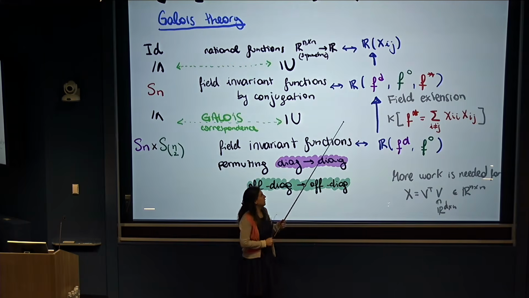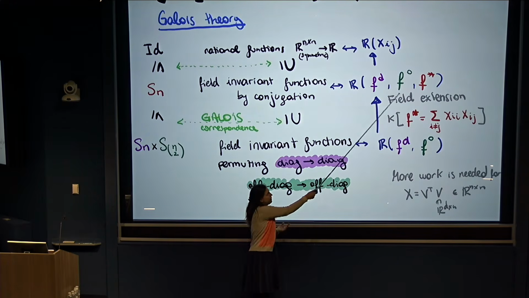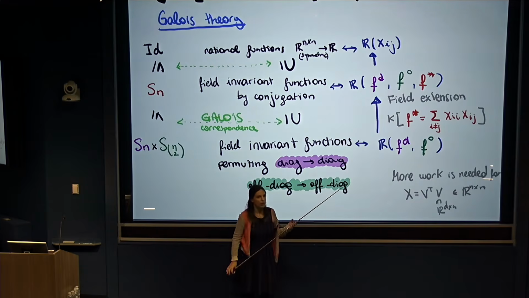So that gives me a characterization, or a formulation, for the field of invariant functions for the group that I care about. And then my goal was to write a machine learning model that was invariant with respect to this. So I'm going to turn this object into a machine learning model.